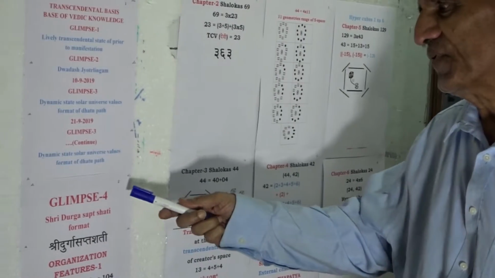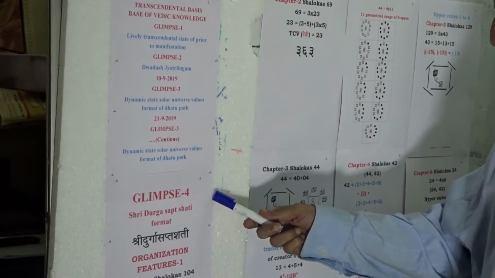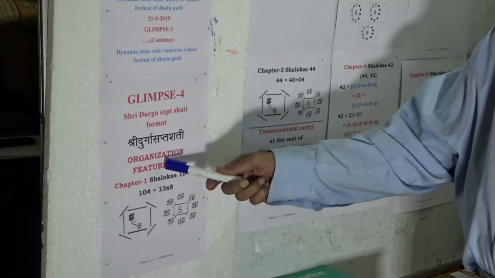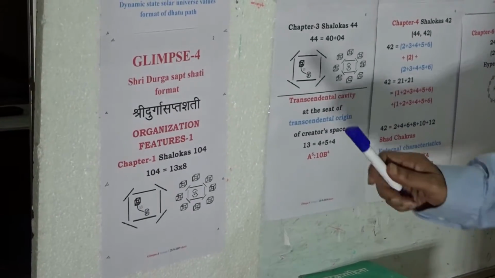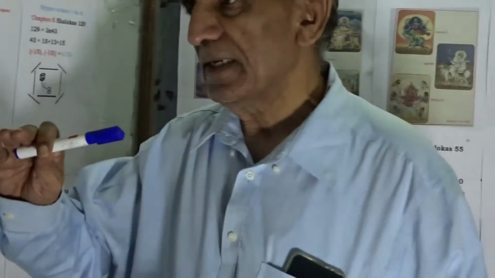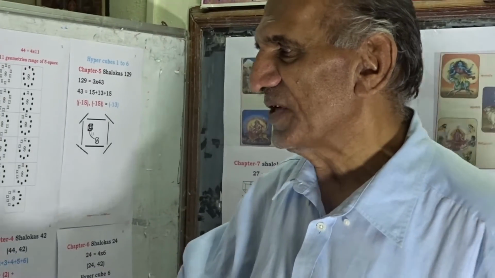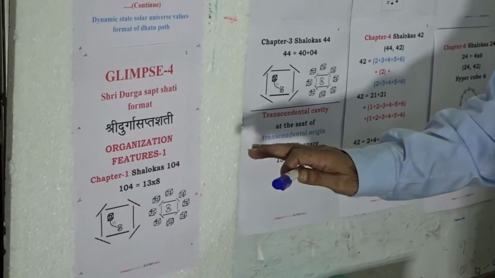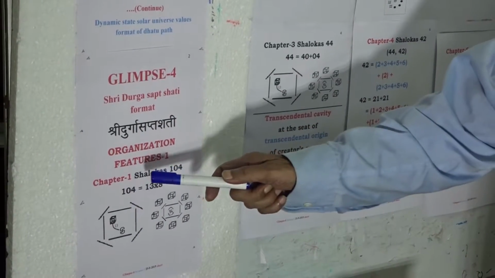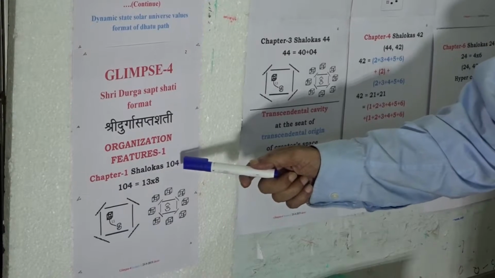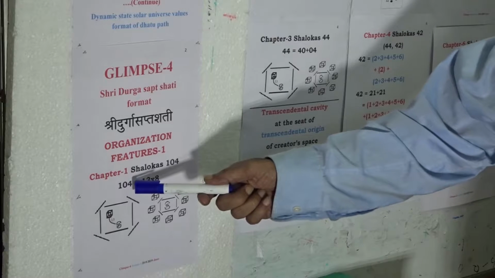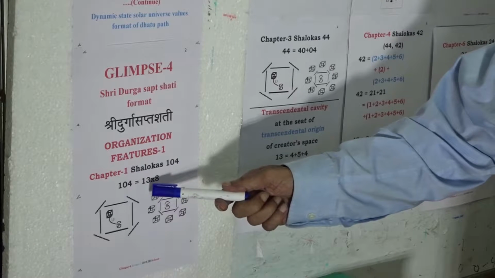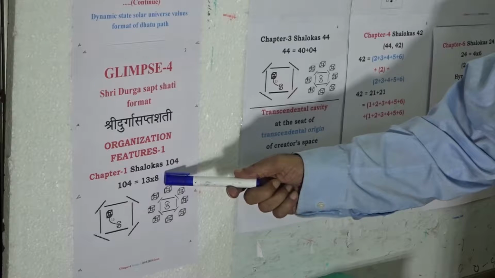We are at glimpse-4. We are glimpsing organization features of Shri Durga Saptasati. Today we are going to be face to face with the chapter wise organization. Chapter 1 is of the range of 104 shlokas. Value 104 accepts organization as 13 multiplied by 8.